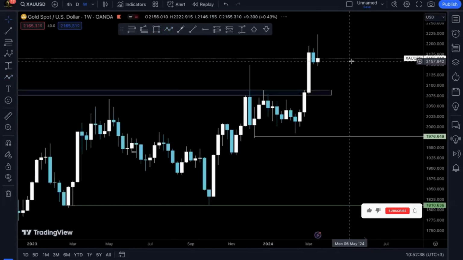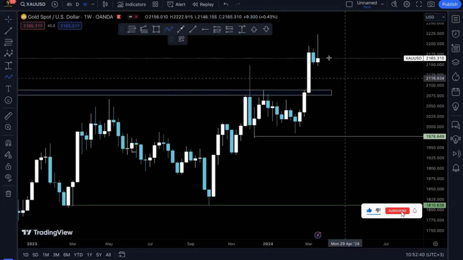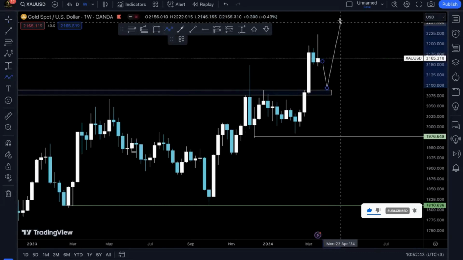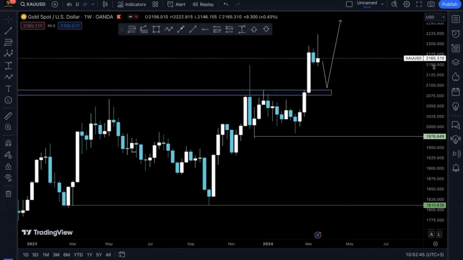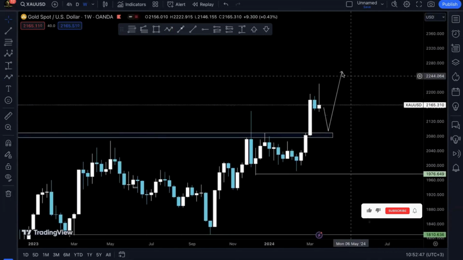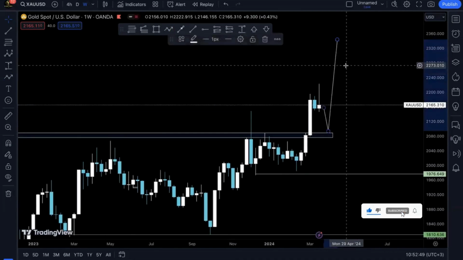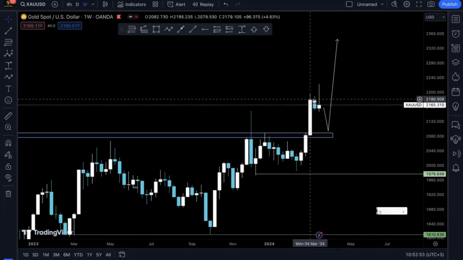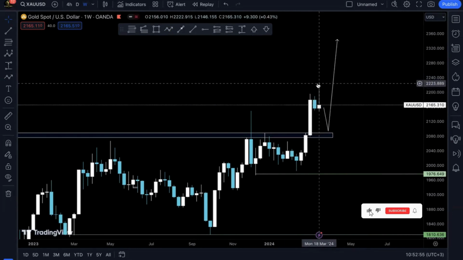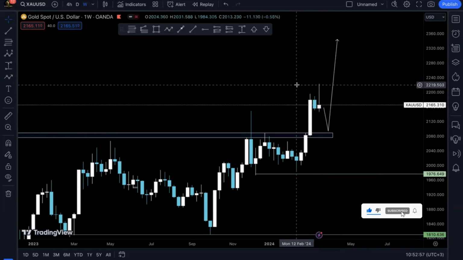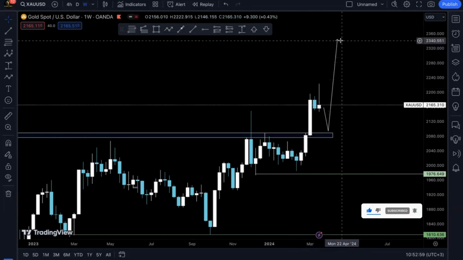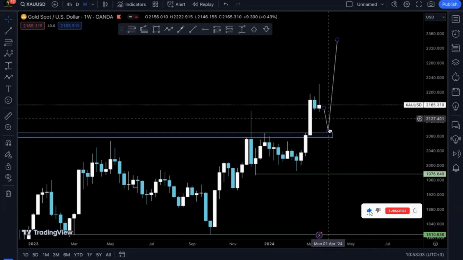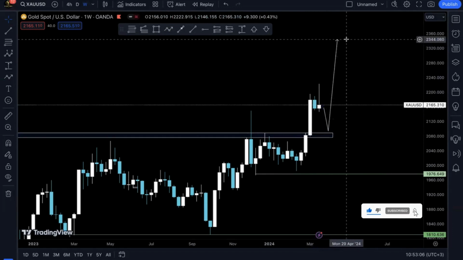With gold, I'll be anticipating to see prices retrace a bit before they take off. With gold, I'm anticipating to see prices create even new higher highs. Obviously, we understand like in the past weeks, prices have been creating higher highs. Last week, again, they created another new higher high. So I'll still be anticipating to see prices create new higher highs. However, currently, I'll be anticipating to see prices retrace a bit before they take off.